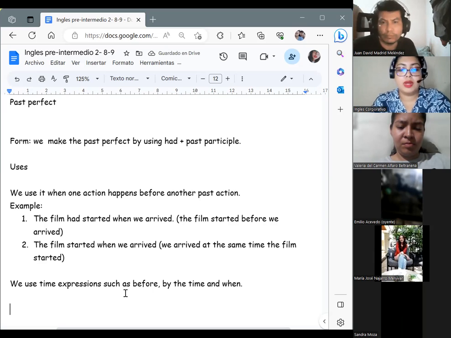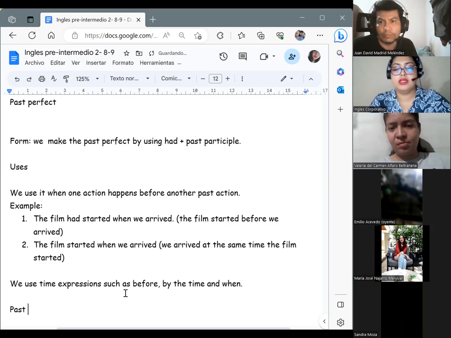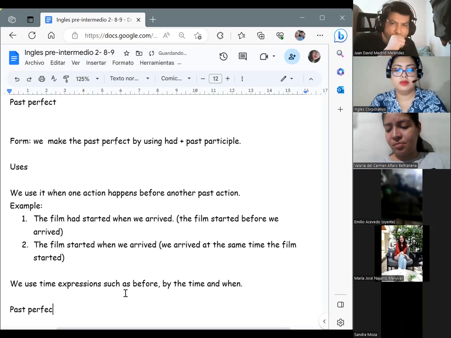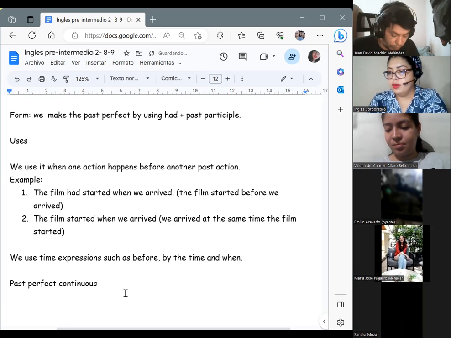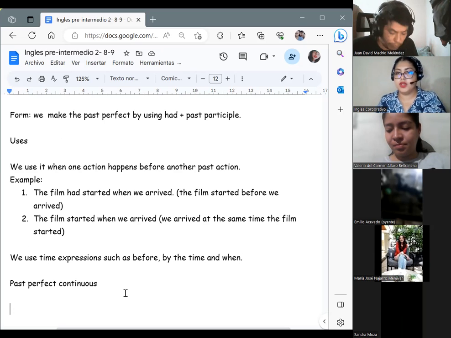Okay, next one. Past perfect continuous. Okay, in this case it is just to add the verb in ing.